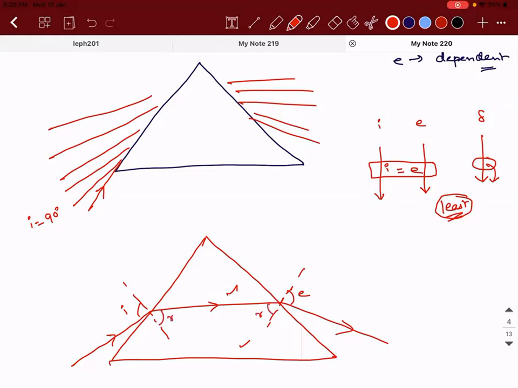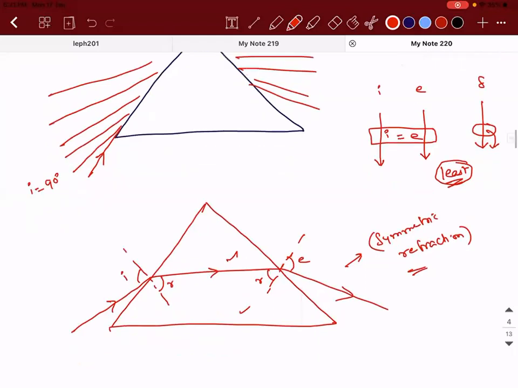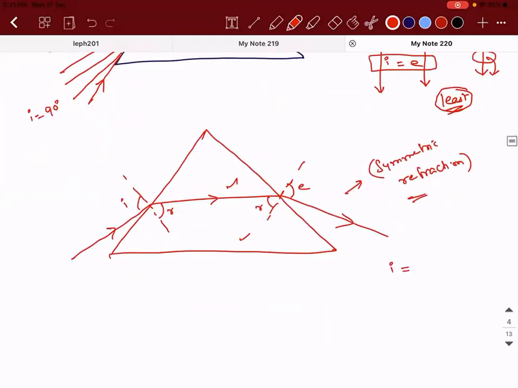This will be R and this will also be R. And this kind of ray is said to undergo symmetric refraction. So the ray here has undergone symmetric refraction, where the angle of incidence is equal to the angle of emergence and R1 is equal to R2 is equal to R. So what happens here is the refracted ray will be parallel to the base.